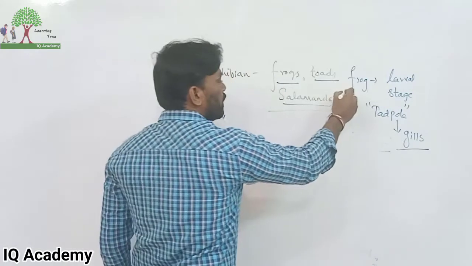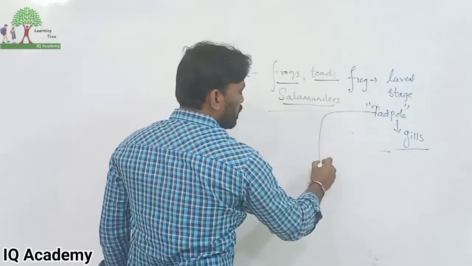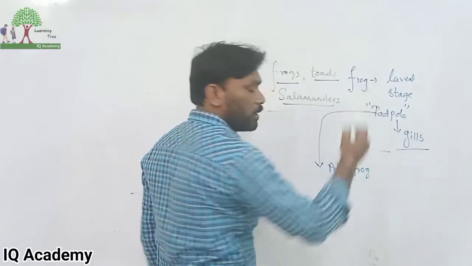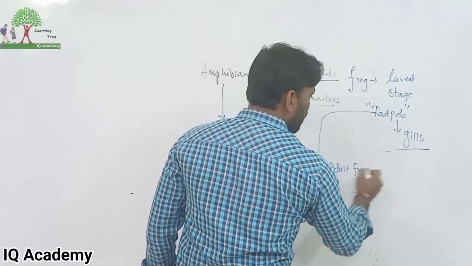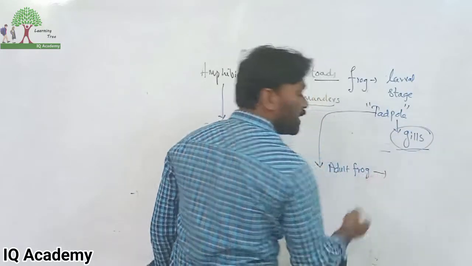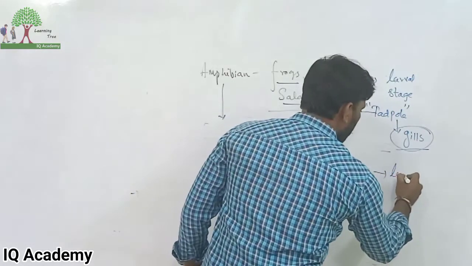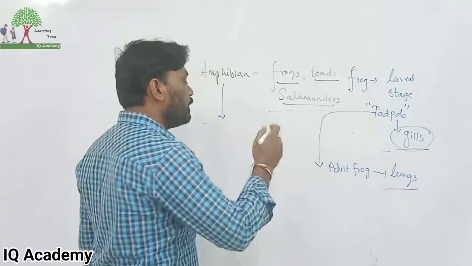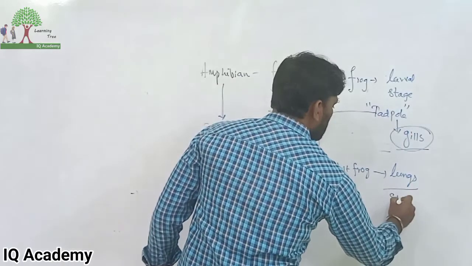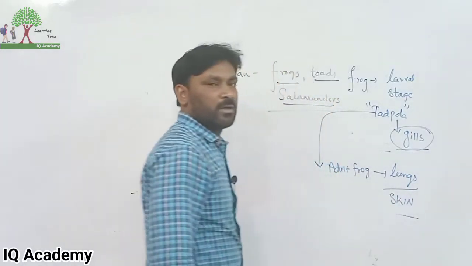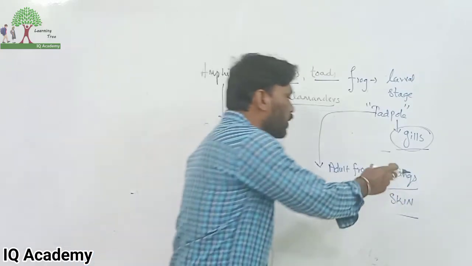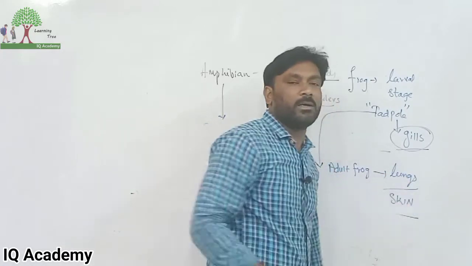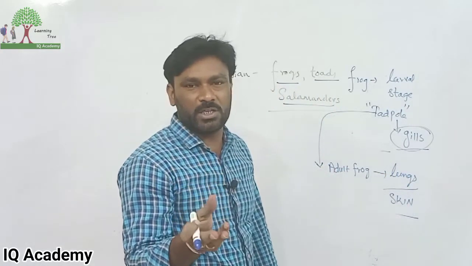And when the tadpole larva changes into an adult frog, when it grows into an adult frog, the gills will disappear. Instead of gills, lungs appear in the adult frog. And skin also plays a major role in respiration in the frog. When the frog is on land, it respires through lungs, called pulmonary respiration. When it is present in water, it respires through skin, called cutaneous respiration.